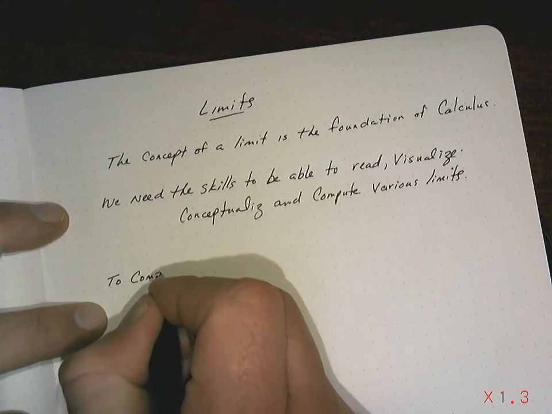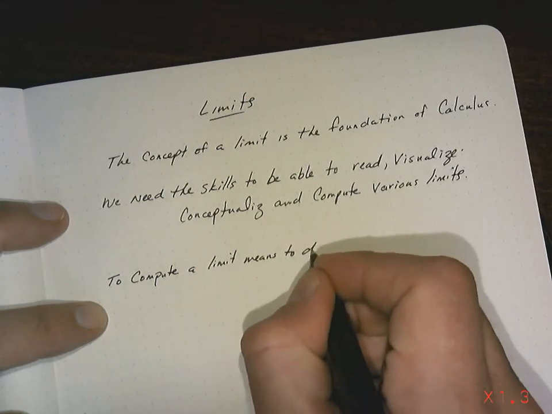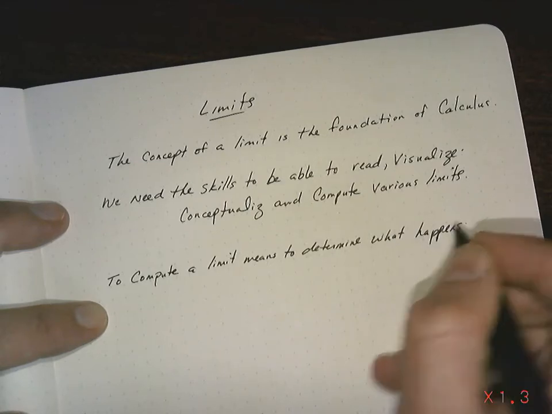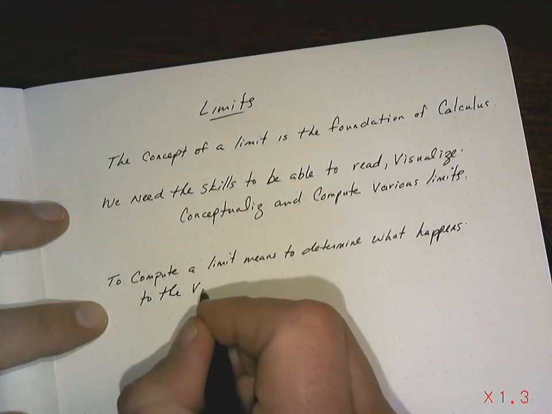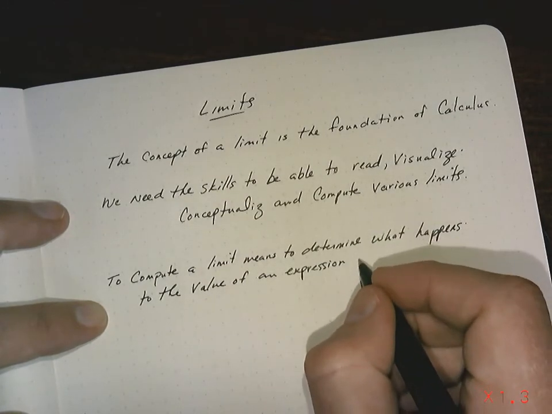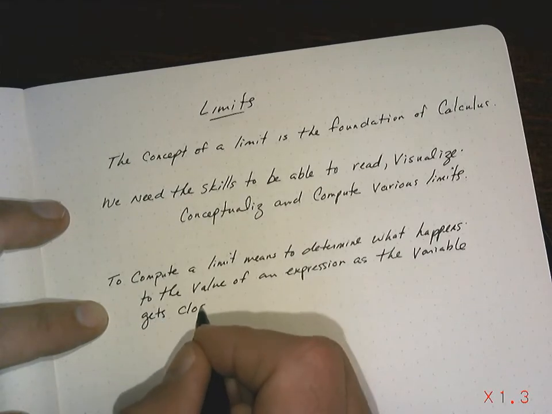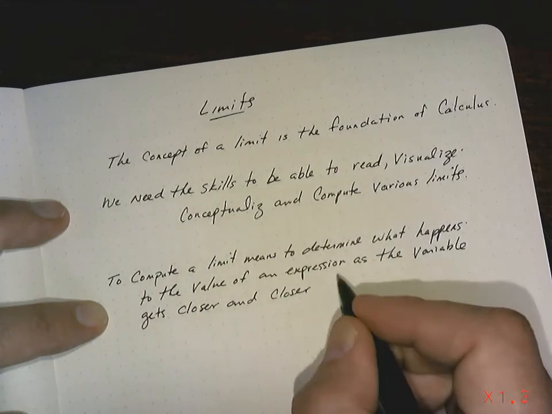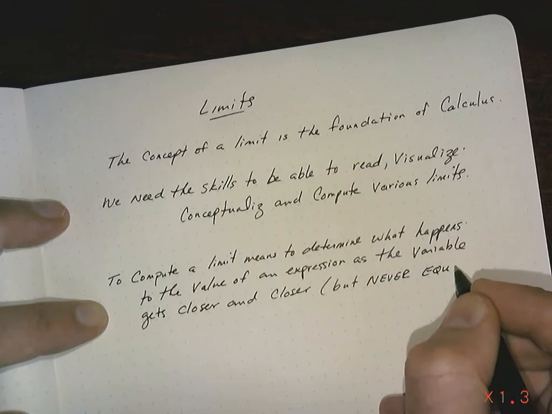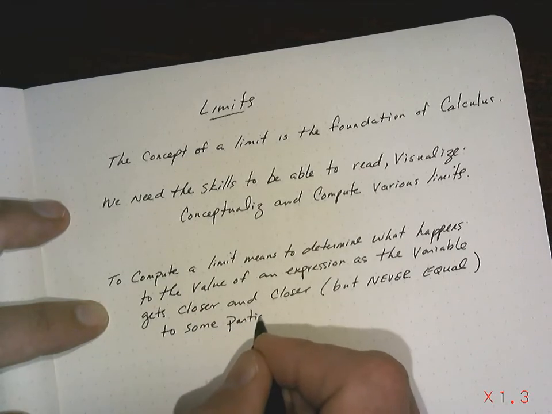To compute a limit means to determine what happens to the value of an expression as the variable gets closer and closer, but never equal to, some particular value.